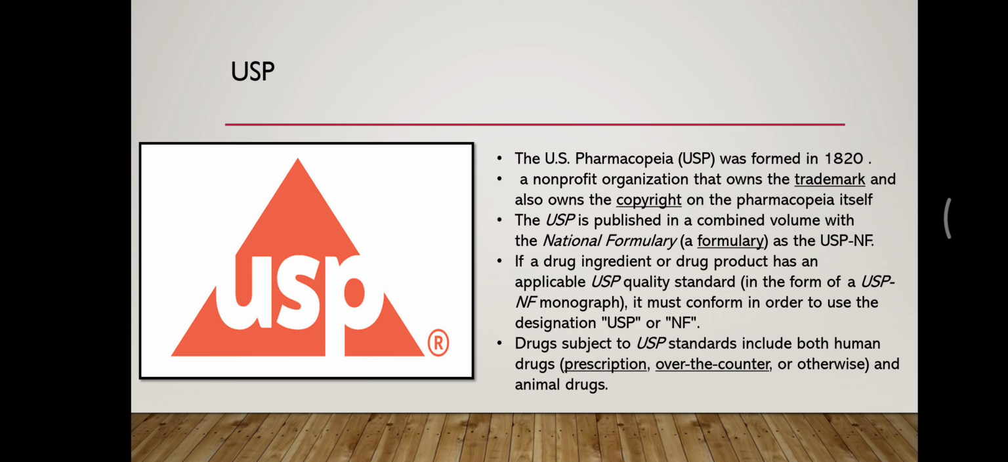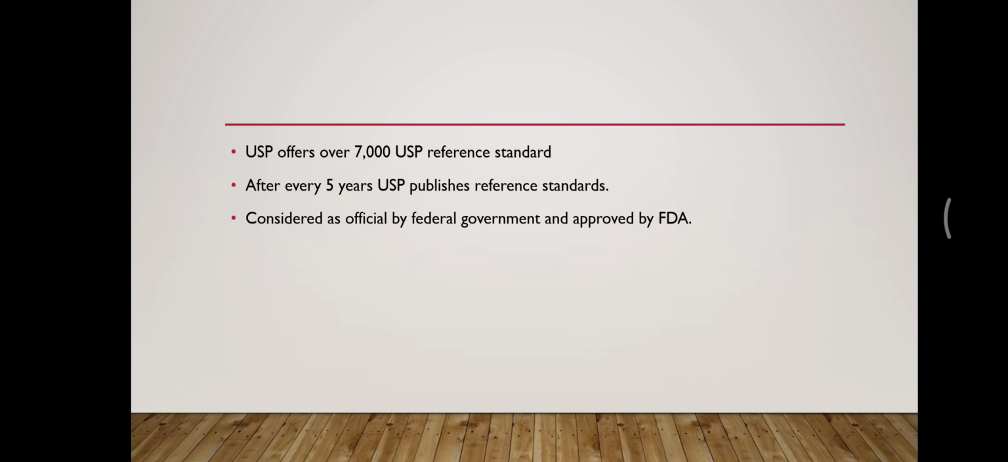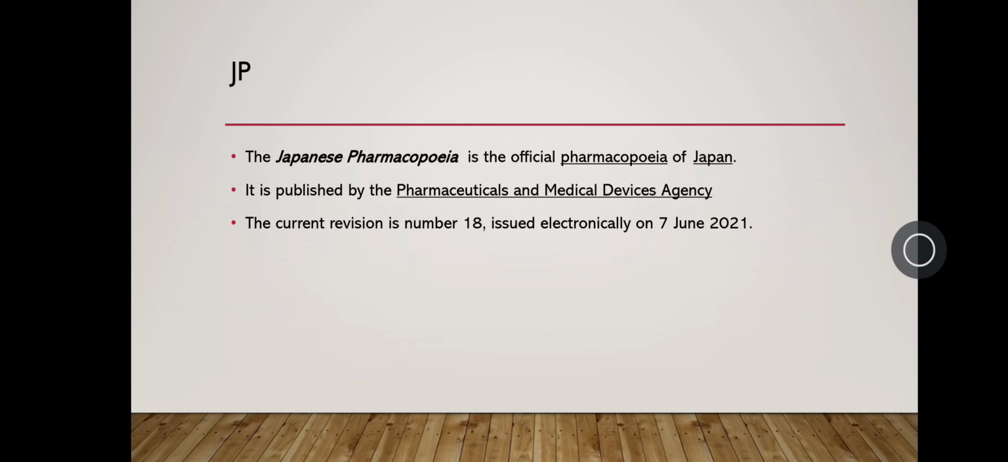This USP is formulated along with the National Formulary, and it is abbreviated as USP-NF. USP offers overall 7,000 USP reference standards, and after every 5 years it publishes its reference standards, and it is considered official by the federal government and approved by FDA. Now JP is nothing but the Japanese Pharmacopoeia, and it is the official pharmacopoeia of Japan. It is published by the Pharmaceuticals and Medical Devices Agency, and till today 18 revisions are there of the Japanese Pharmacopoeia.